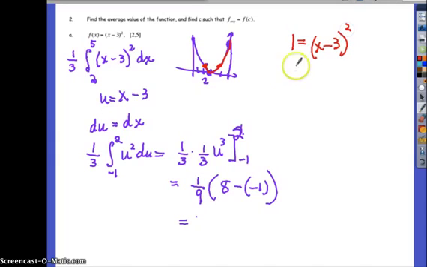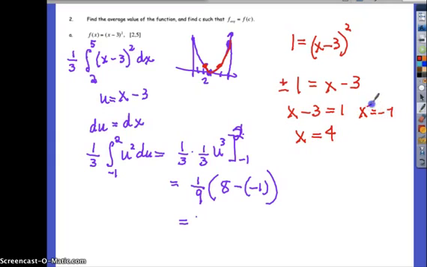I'm going to solve this by square rooting both sides, so that gives me plus or minus 1 is x minus 3. So x minus 3 is 1, so one place is 4, or the other place is where x minus 3 is -1, so x is equal to 2. And both of those are places on our interval that yield the average value.